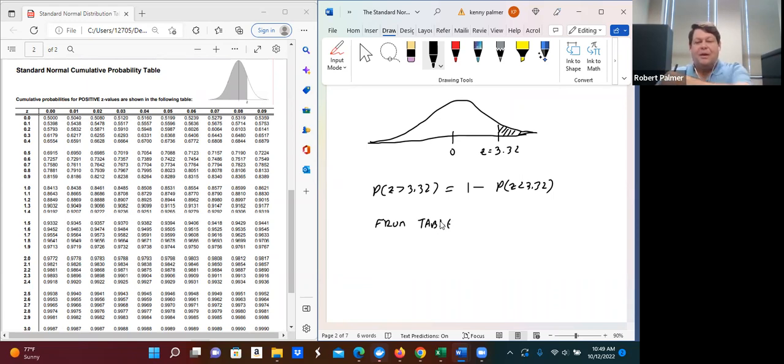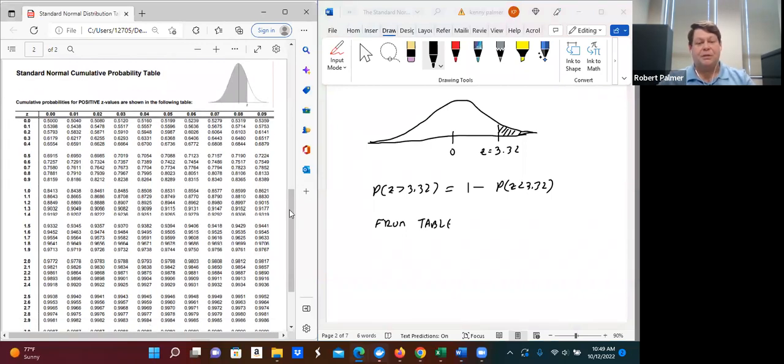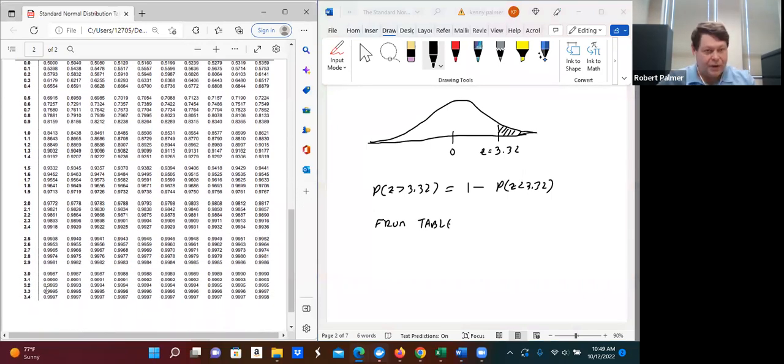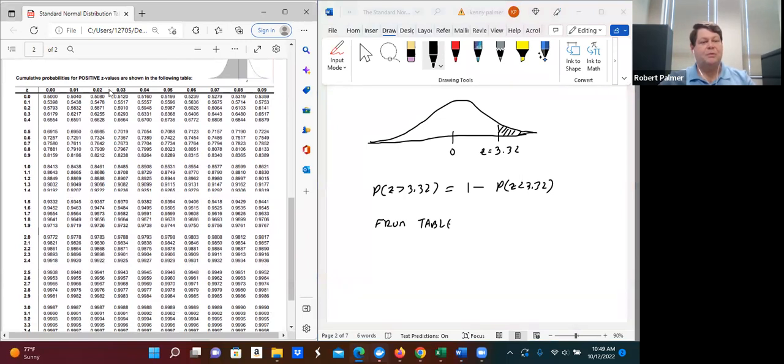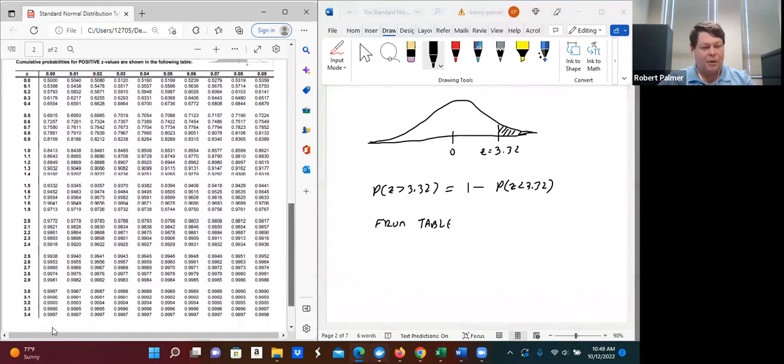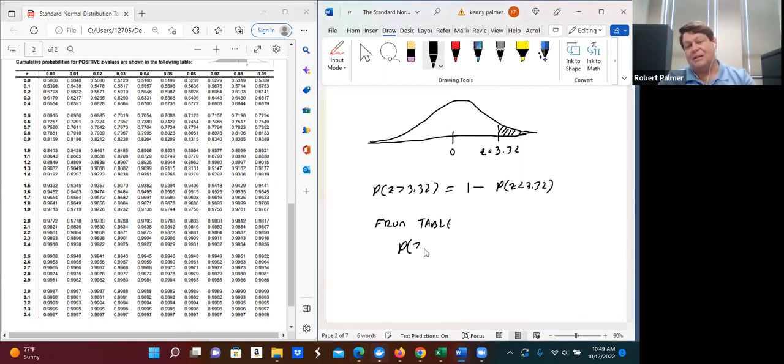So from our table, let's find this value for 3.32. Once again, we're on the positive side, all our z-scores are positive. Let's come over here, so 3.3. If you notice, now this one starts with zeros. This is 1, 2, 3, and so forth. So for 3.32, go down to the row for 3.3, go across to intersect with the column for 0.02, and that's going to be 0.9995. So from the table, the probability that z is less than 3.32 is equal to 0.9995.